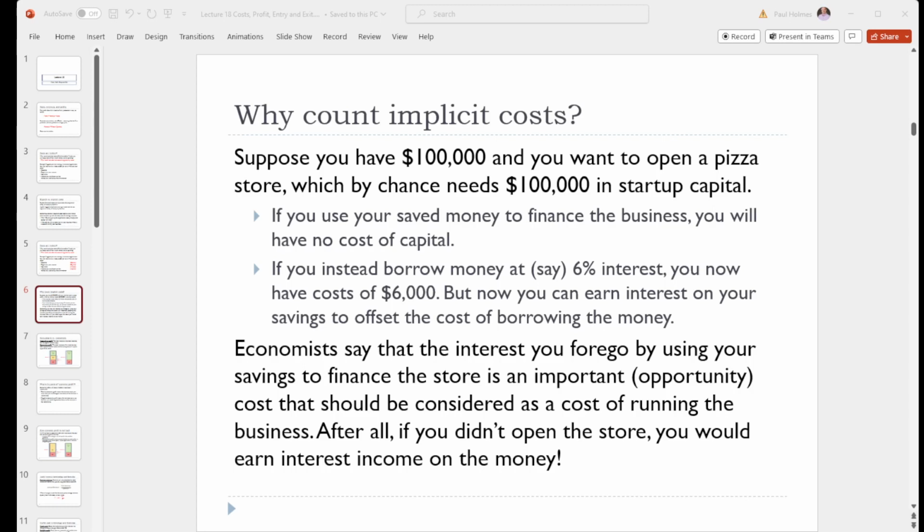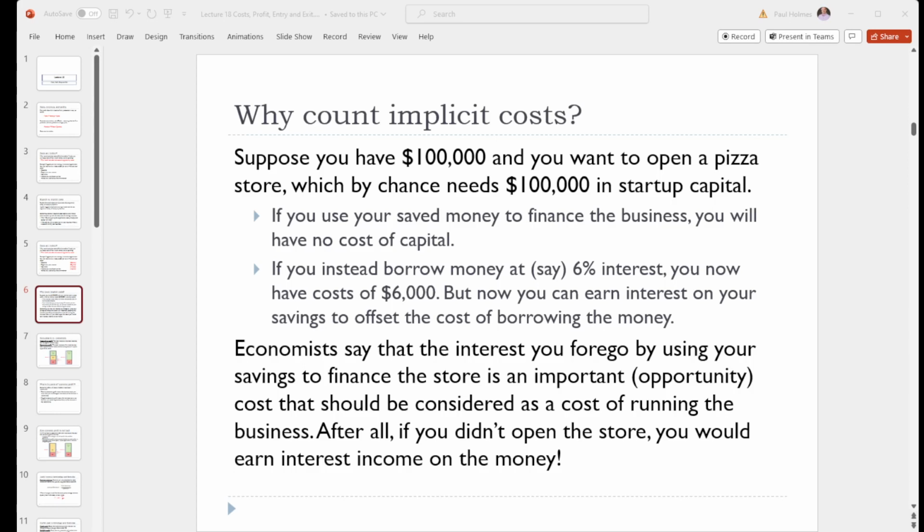So that might suggest to you, well, there's no cost to using my own saved money, but an economist is going to say, oh, there absolutely is a cost to using your own money, which is that you now can't use that money for any other purpose. You could have invested that money in the stock market, you could have invested it in another business, you could have paid off student loans.